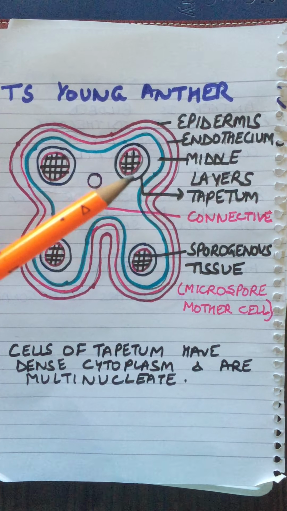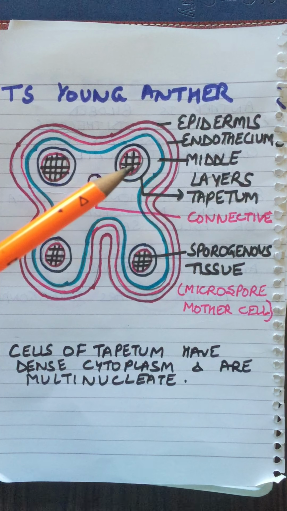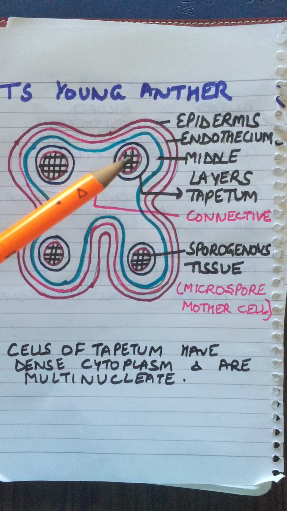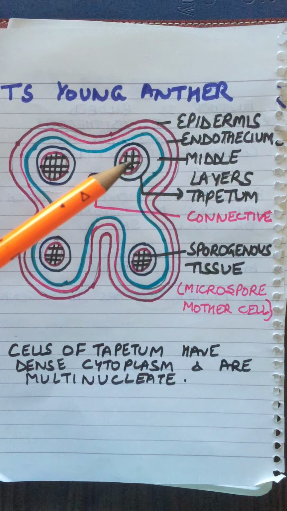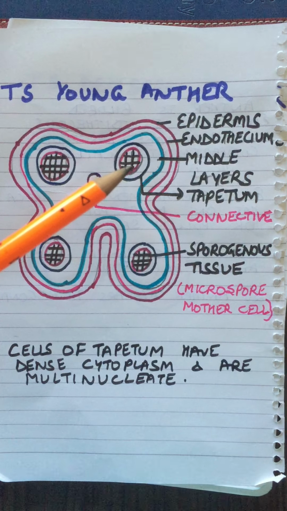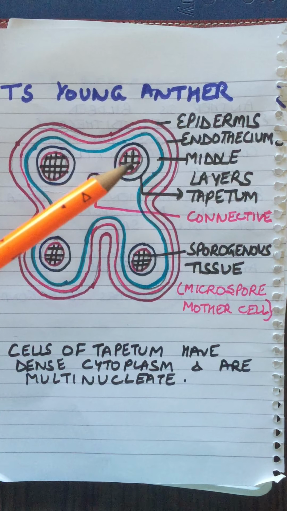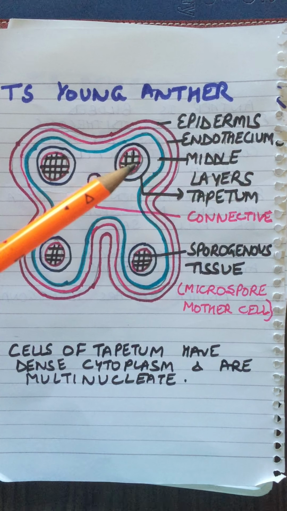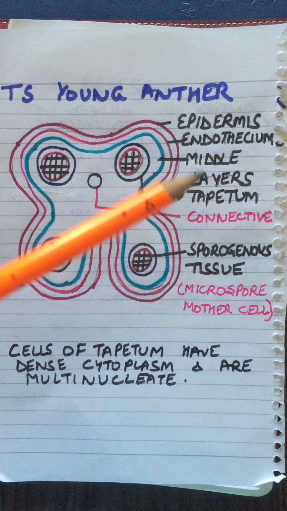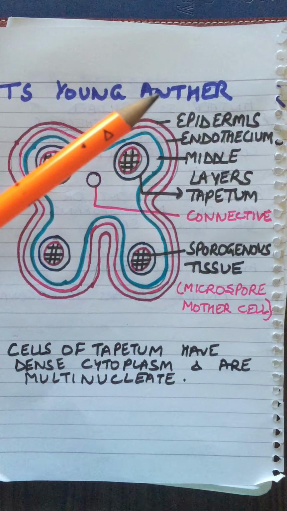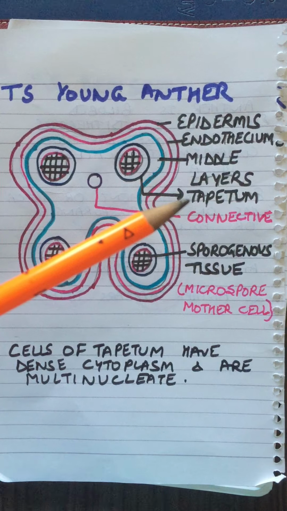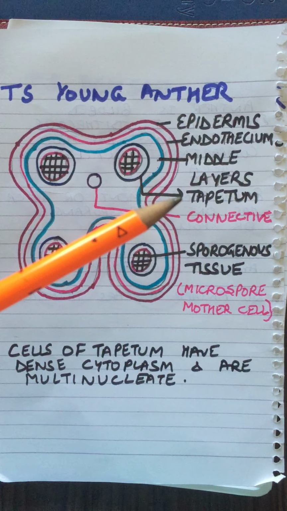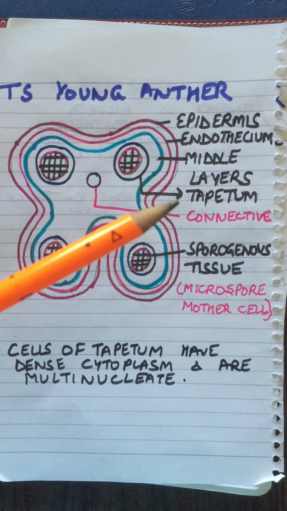And the tapetum which is surrounding the sporogenous tissue, here later on microspores will be formed, and from microspores pollen grains will be formed. So this tapetum is providing nourishment to the developing pollen grains. So again, there are 4 wall layers. Outer 3 wall layers help in protection and dehiscence of anther, and innermost wall layer tapetum provides nourishment to the developing pollen grains.